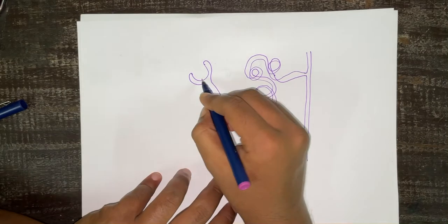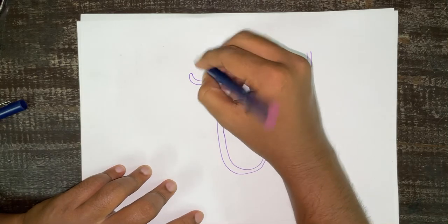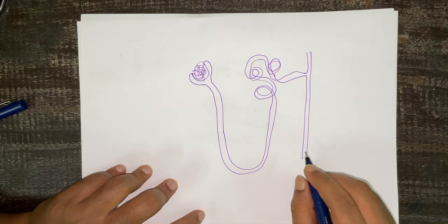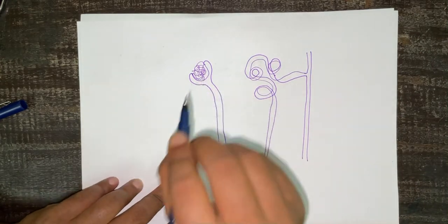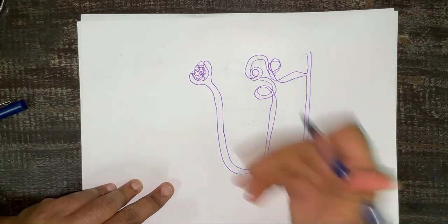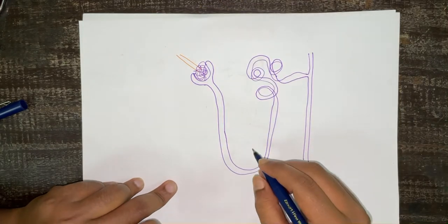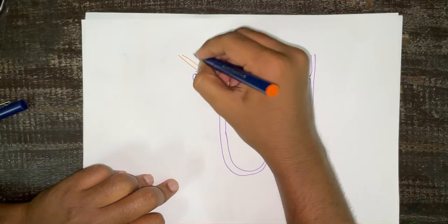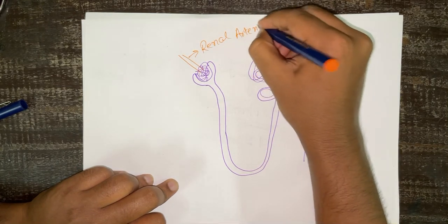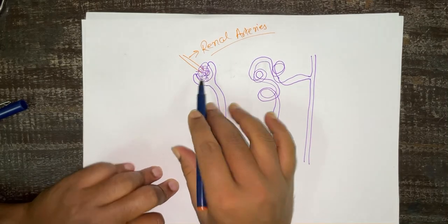Now this cup is called the Bowman's capsule. In this cup we have a mesh-like structure. This mesh-like structure is the filtrating part. This is where the blood will be filtered. So what happens here is we have our arteries coming in here. These are called the renal arteries. The renal arteries will carry the oxygen-rich blood which has come from the body.